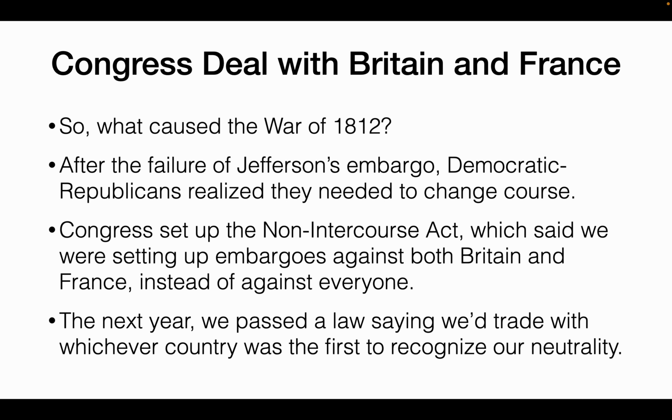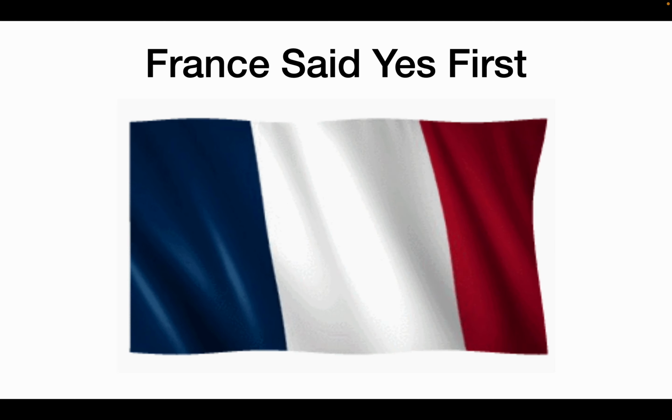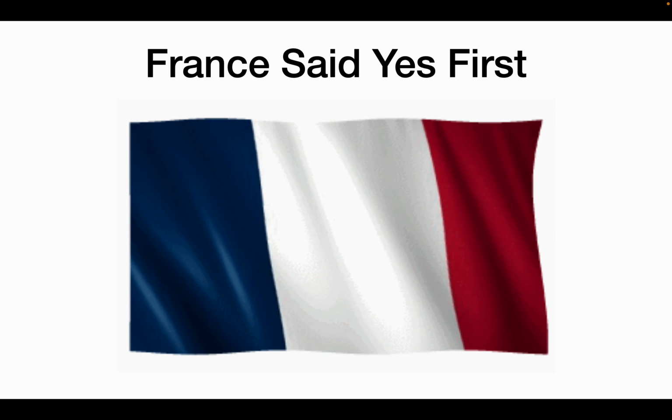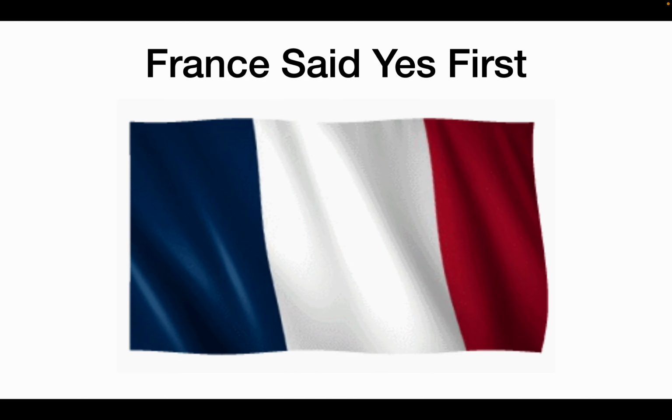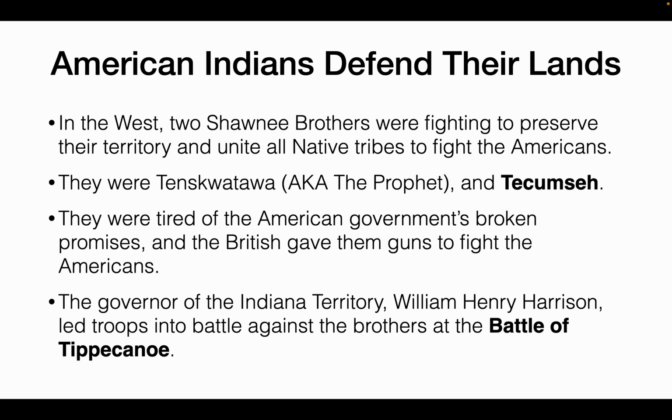The year after this, we passed a law saying, hey, we are willing to trade with whatever country is the first to recognize American neutrality, and guess who got there first? That would be France. So France is now our ally, and we are trading with them. England is not our ally. We are embargoing England. Meanwhile, in the West, we are having trouble with Native Americans.